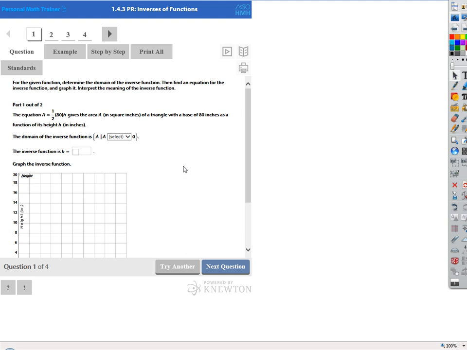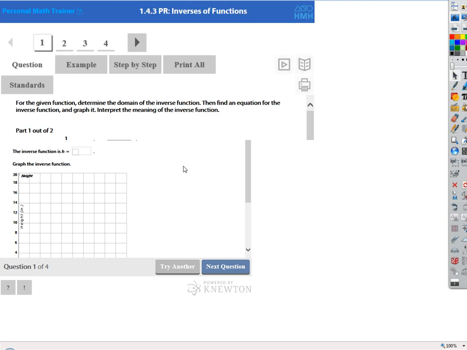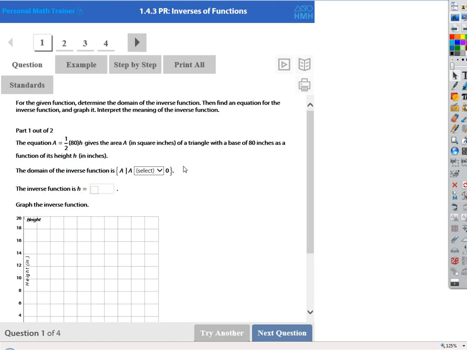So the equation A equals 1/2 times 88. We can simplify that, right? Okay, so that's our original function. That's not the inverse, right? So we start off with A equals 1/2 times 88. That's just 40 times H, right?